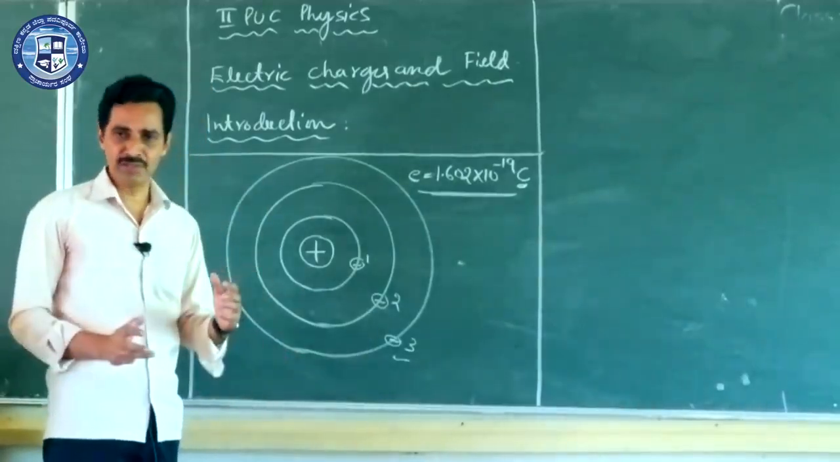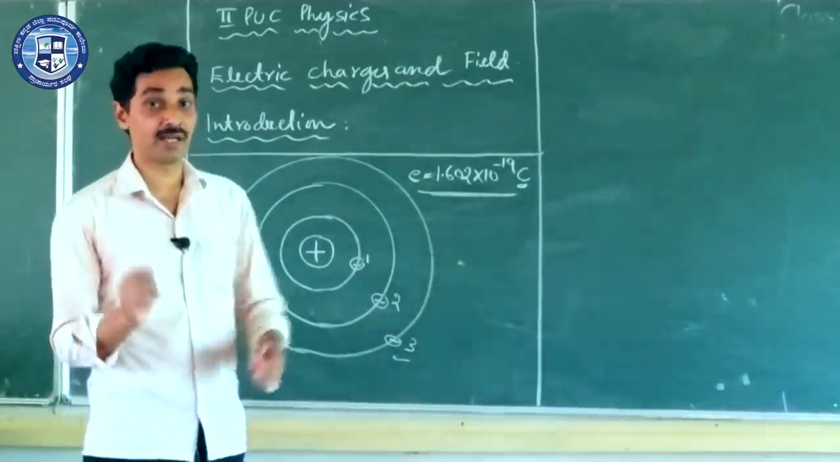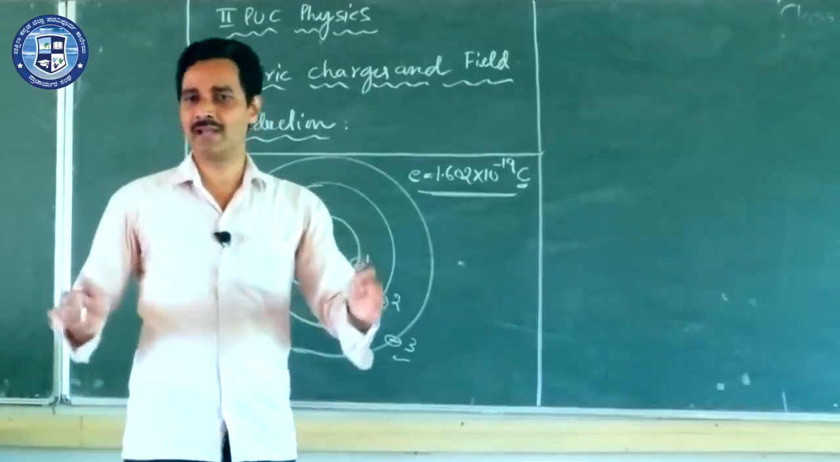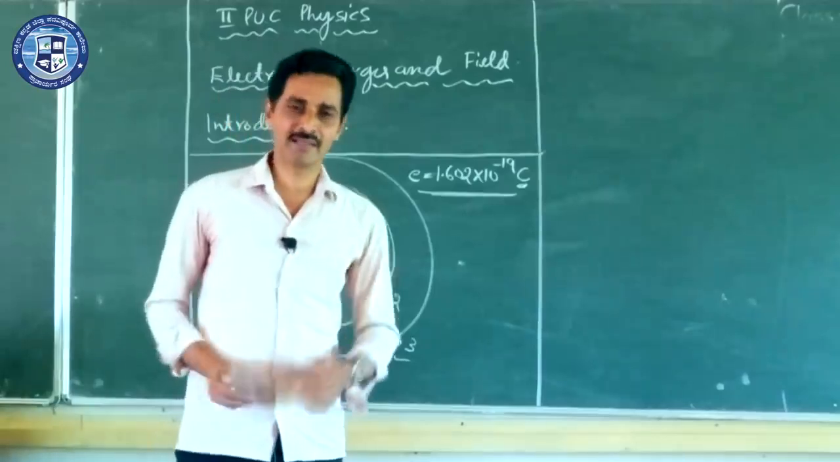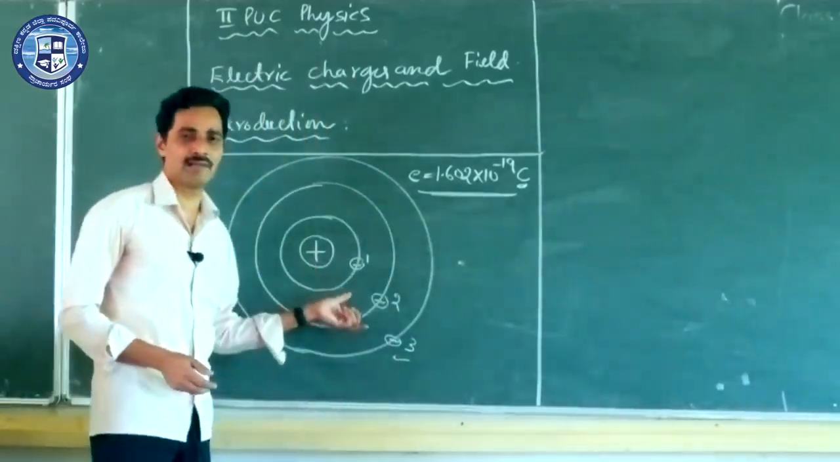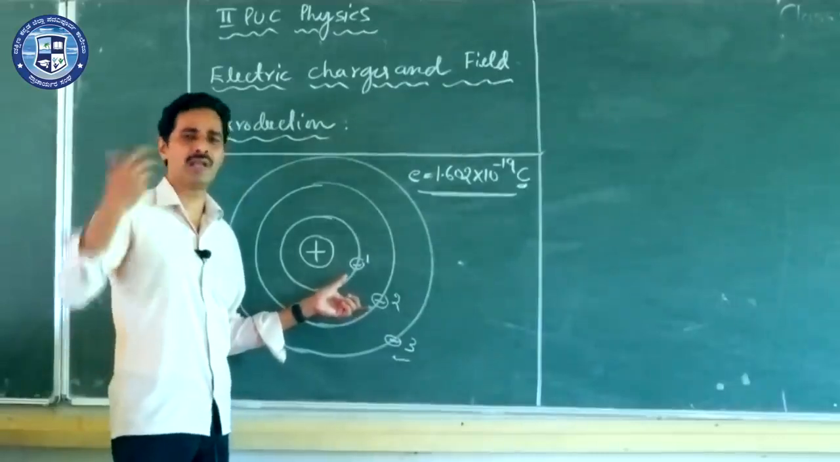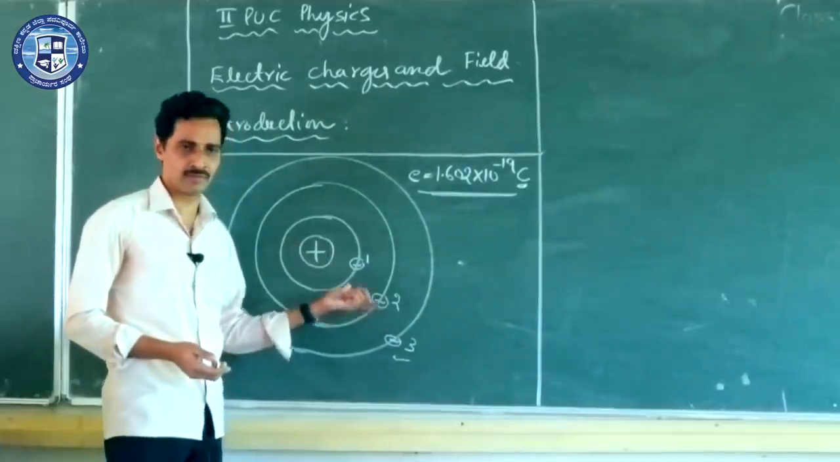So if an atom is neutral, that doesn't mean that there are no charges inside. There are charges, but there are balanced charges. So all the charges are balanced. So 100 protons, 100 electrons. A very odd number I have taken. It is not in reality. The number is very large. You will have a large number of protons and electrons.